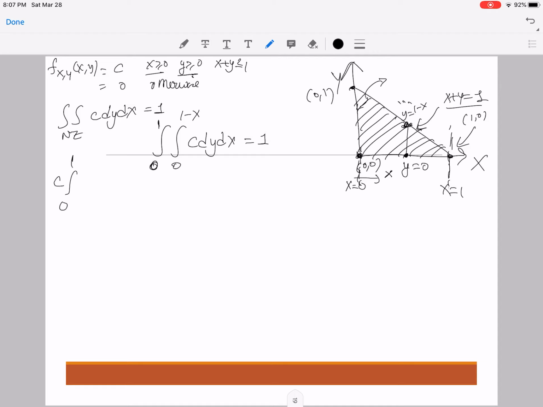C is a constant. First, I integrate with respect to y. When I integrate a constant with respect to y, I get y, and the limits are from 0 to 1 minus x. So that will give me C times (1 minus x) dx. Next, I have x minus x squared over 2, from 0 to 1. That should give me 1. So when I plug in a 1, I get 1/2. When I plug in a 0, everything goes to 0. Therefore, C is equal to 2 in this case. So that's the value of the constant C. C is equal to 2.